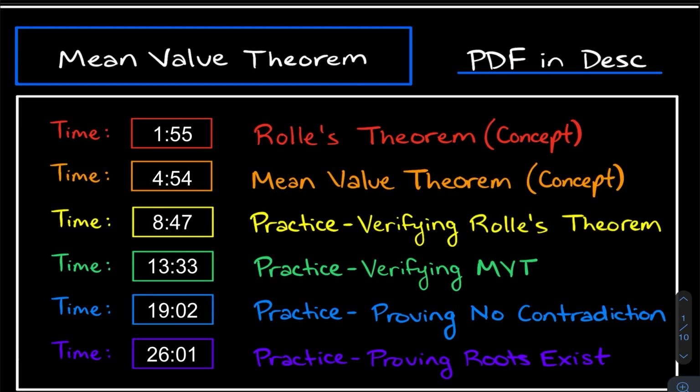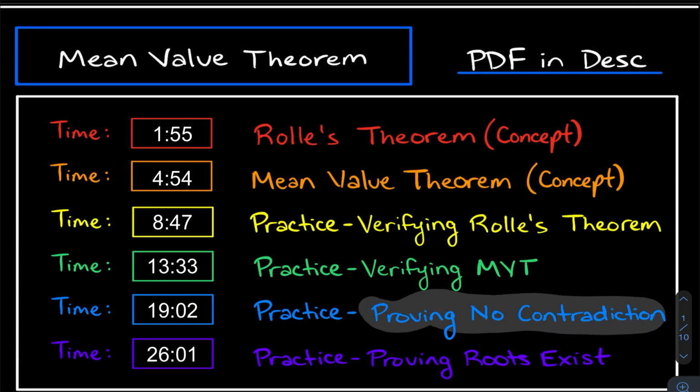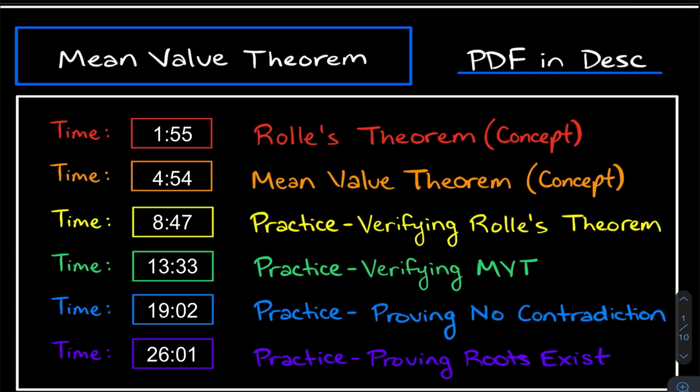Okay? We'll also do kind of the opposite of that. We'll prove that there is no contradiction. So given a specific example that seems like it violates Rolle's theorem or mean value theorem, we'll show that there is no contradiction. Okay? And then another thing that is definitely something you talk about with Rolle's theorem and mean value theorem is proving that a certain number of roots exist, right? Roots meaning like the roots of a quadratic.